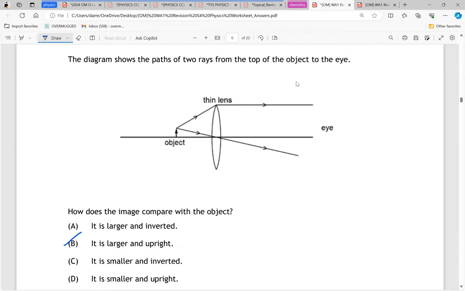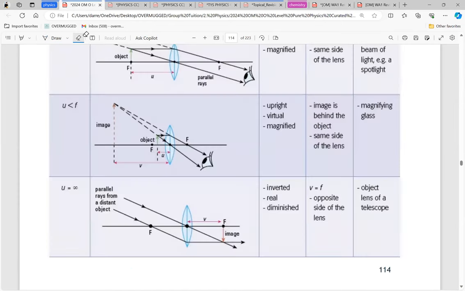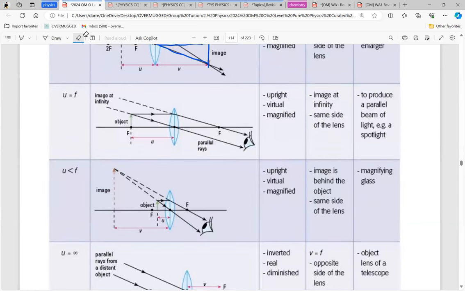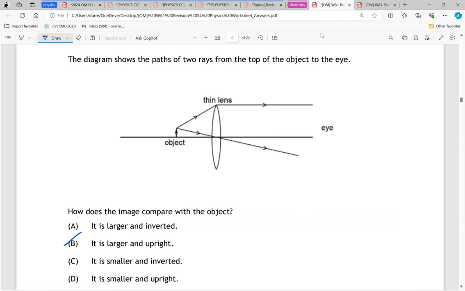What is the correct situation to put this into? What do I mean? Among the six lens diagrams, which one do you think it is going to look like? I very deliberately pause here. So what do you think? Which one? It is most likely the magnifying glass one.